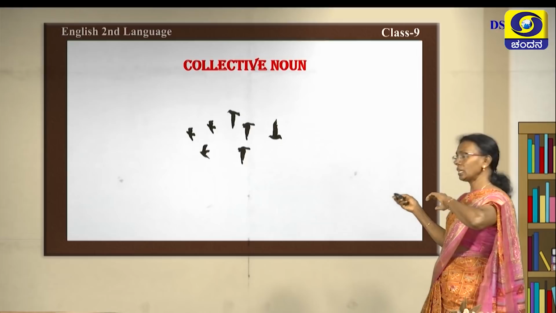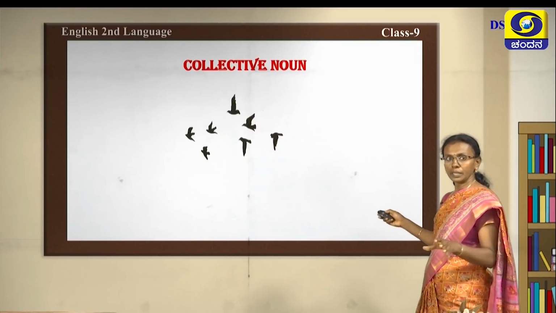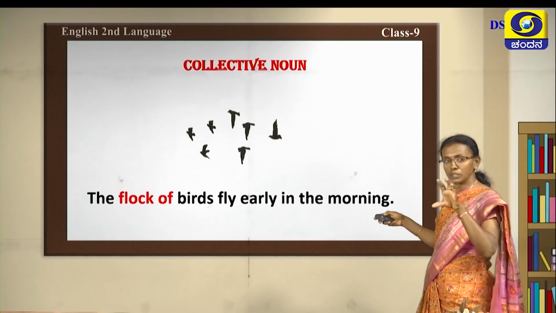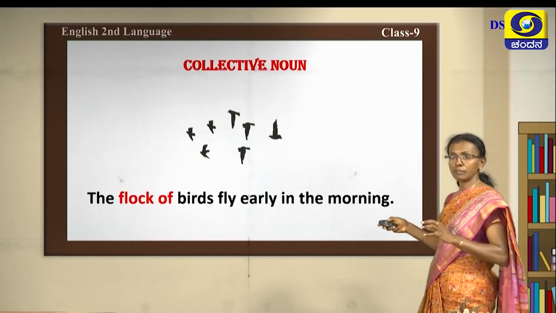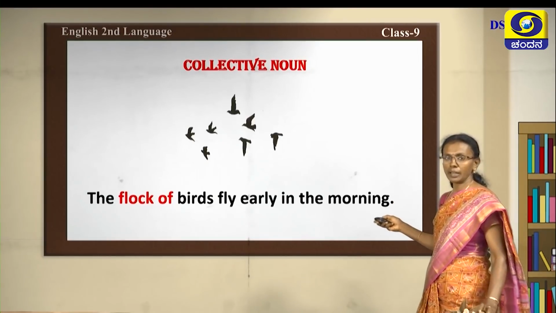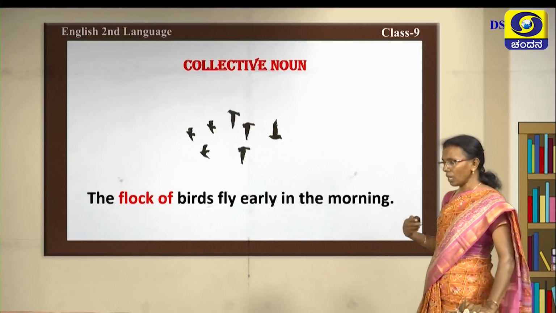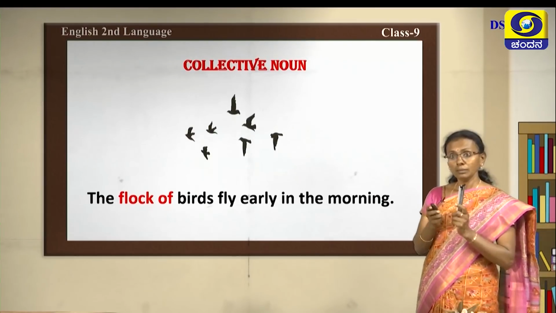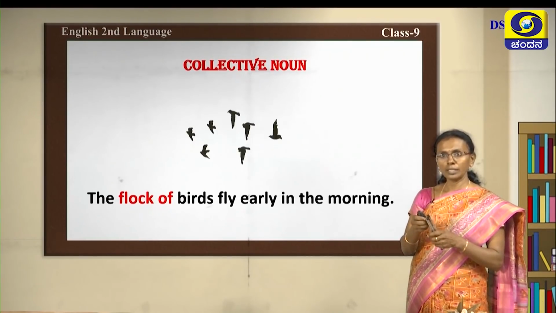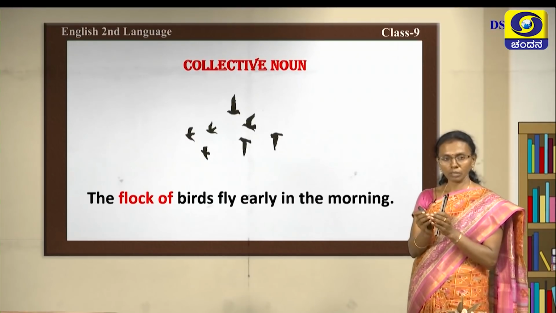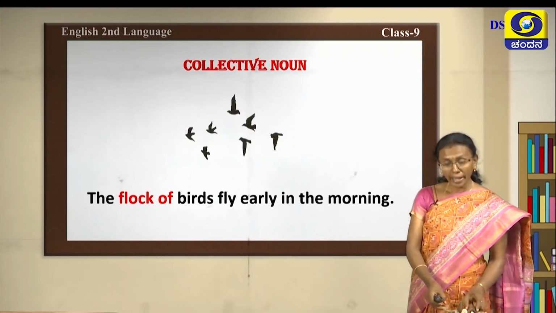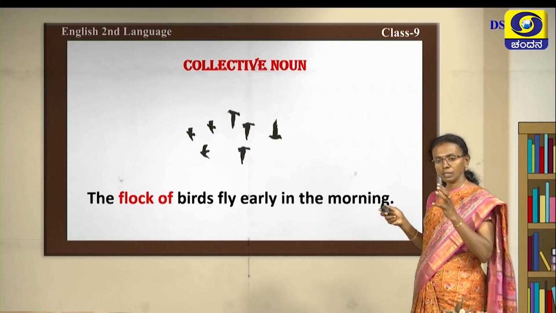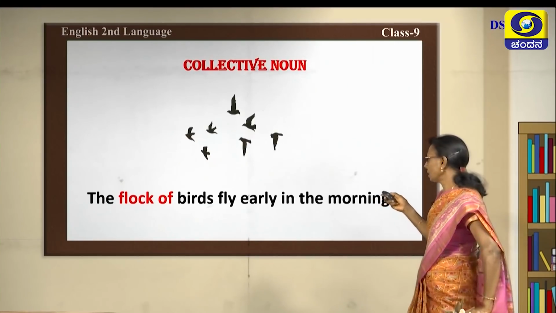See here, you can see a group of birds. What are they doing? A flock of birds. A flock of birds fly early in the morning, so they are flying. Now what I mean to say is, when you have a number of nouns in a group, we call them collective. They will be in a group, crowd or bundle. So we have specific names for many of these kinds of groups in noun form. This is another collective noun.